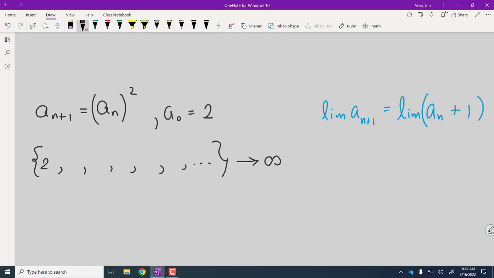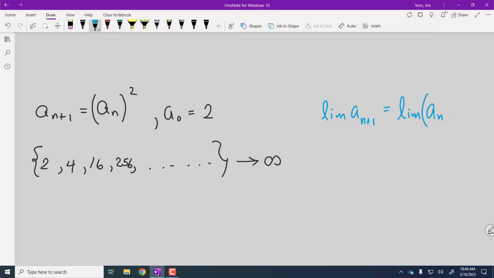So a sub 0 is 2. Plug it in there, we get 4. Plug 4 in there, we get 16. Plug 16 in there, we get 256. And I'm going to put the dots now because I can't do the rest of those. So clearly that goes to infinity. Let's see what happens over here.